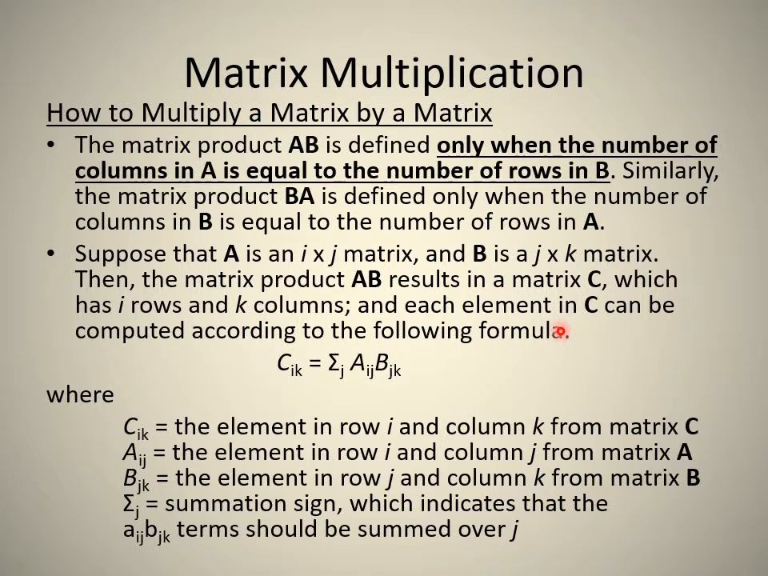Each of the elements in this new matrix, this result of our multiplication, will be calculated according to this formula. So it's basically a sum of the multiplication of each element in a row of A with the corresponding element in a column of B, summed up together. This sounds a little bit complicated, but I think as soon as we show you an example, you will see exactly what this means.